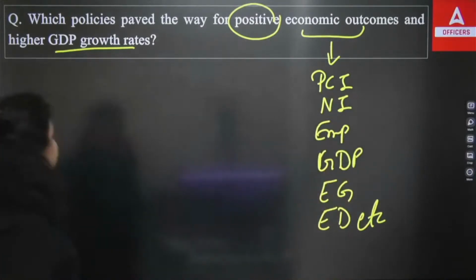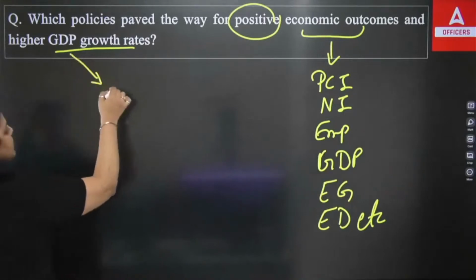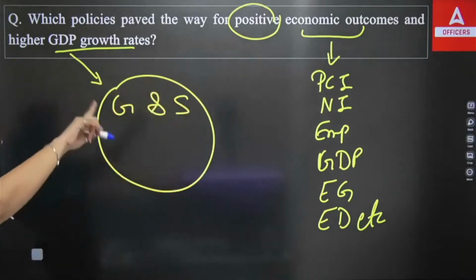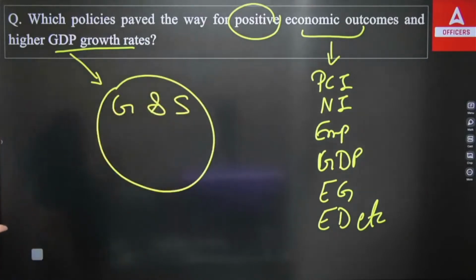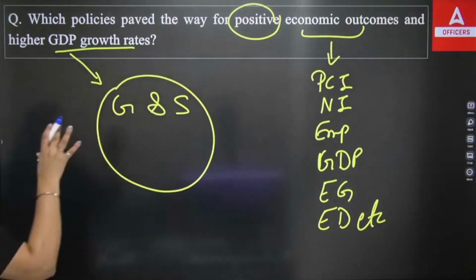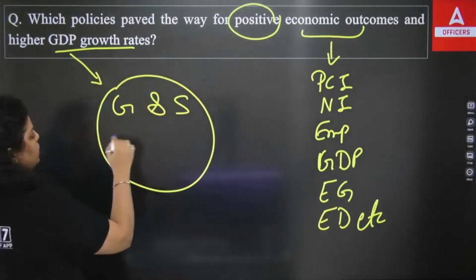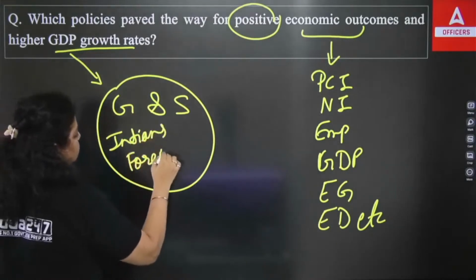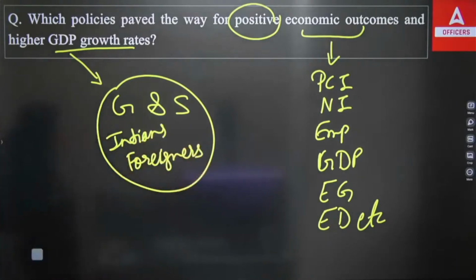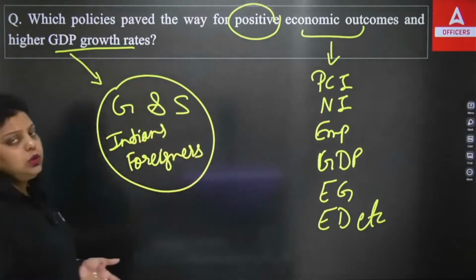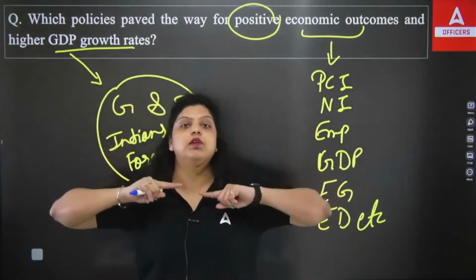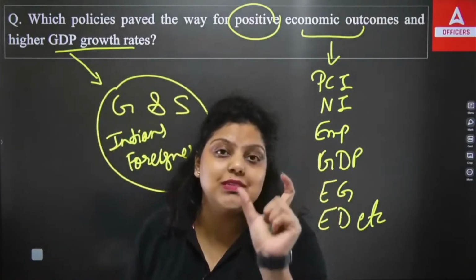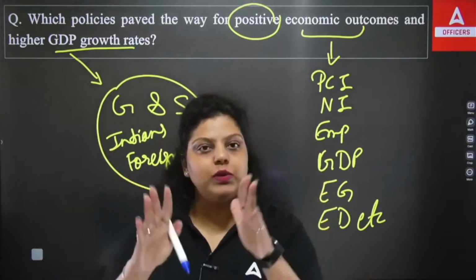Now what is GDP here? GDP, gross domestic product, is the money value of all final goods and services produced within the geographical boundary of a country. So whatever production you are doing within the geographical boundary of a country, whether it is done by Indians or foreigners, it doesn't matter who is producing the goods, but it should be produced within the geographical boundary of a country. Then only it will be known as gross domestic product, because we are talking about a domestic product. Domestic means that it should be produced within the country.